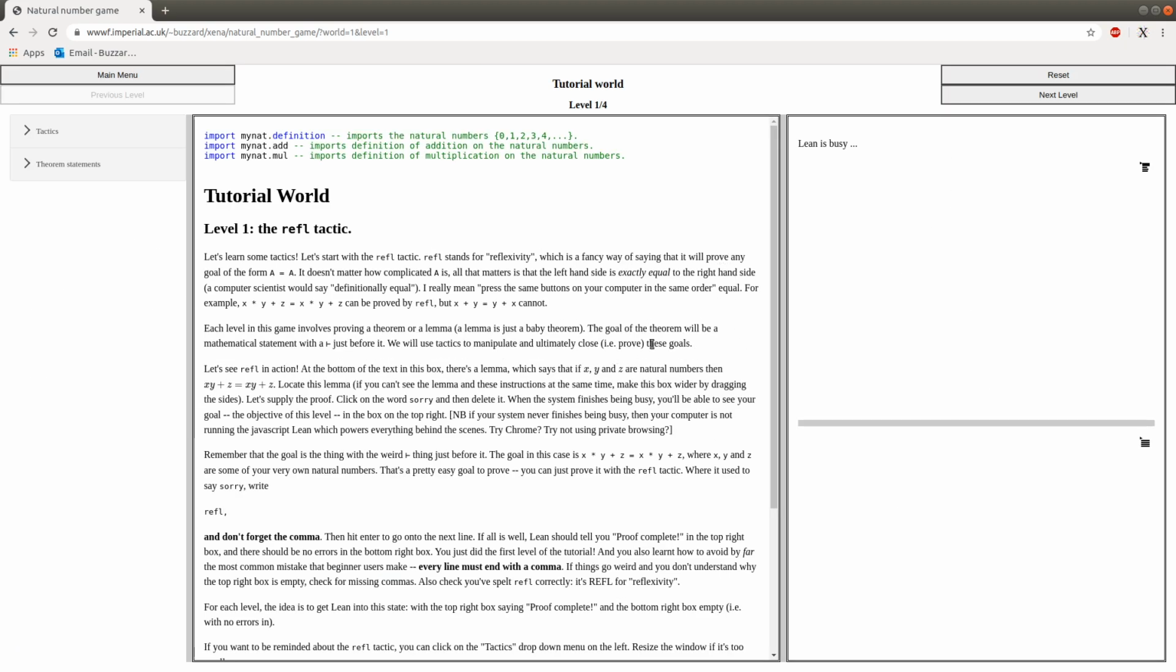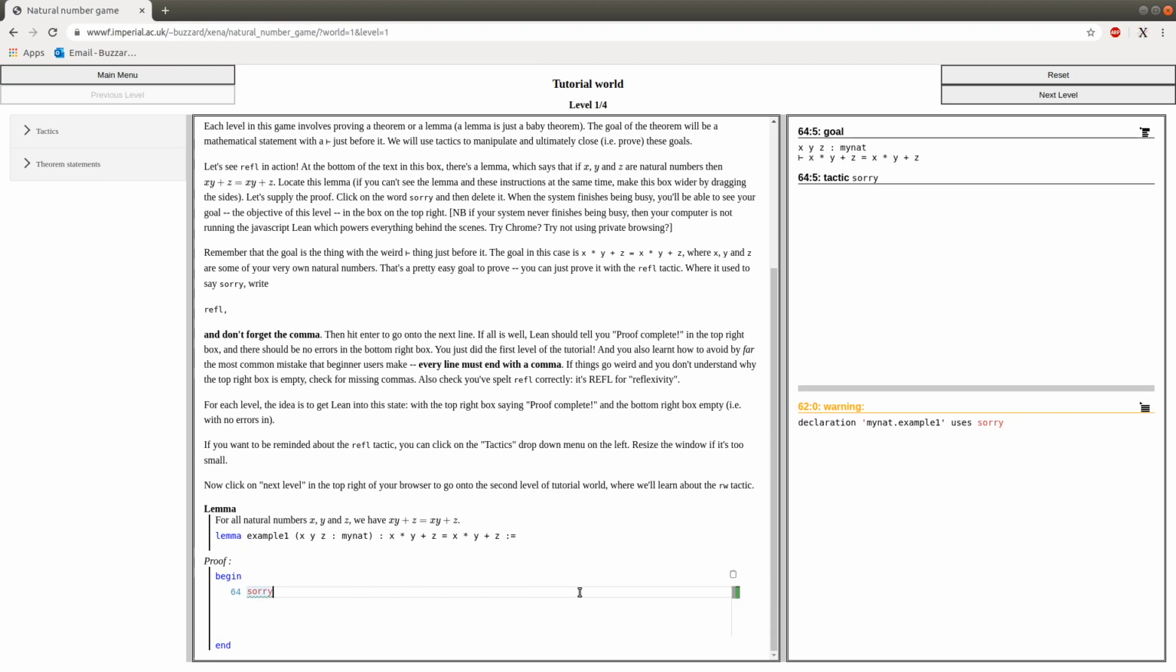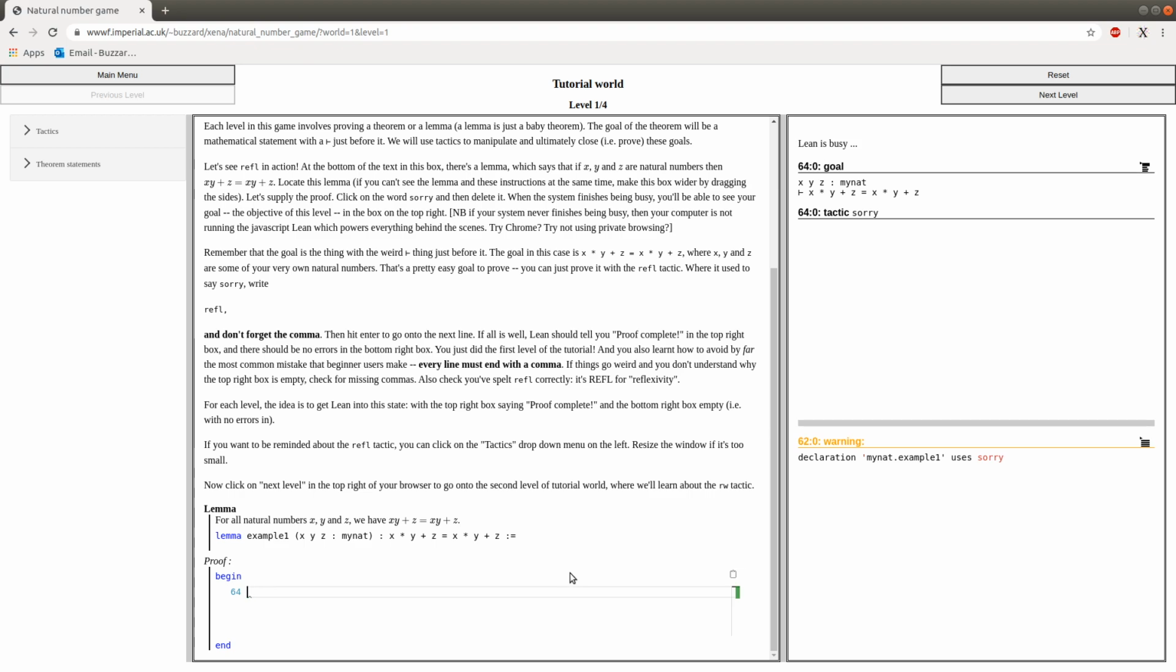So I talked to my children, two teenage boys aged 18 and 20, and they complain that the big problem with the natural number game is there are far too many words. So let's not read any of the words. Let's just start here, and I'll tell you what the words say.